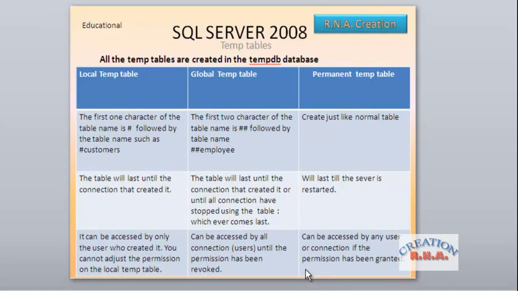The local temp table can be accessed only by the user who created it. You cannot adjust the permission on the local temp table. The global temp table can be accessed by all connection users until the permission has been revoked. What do I mean by the permission has been revoked? If I don't want some of the users to have access, I can ask the system administrator, or I can myself revoke the permission for that table to any other user.